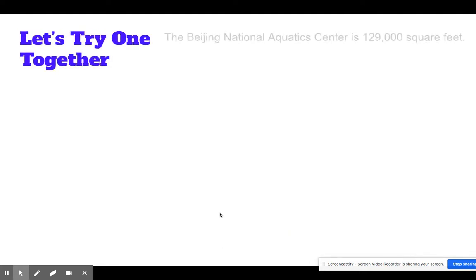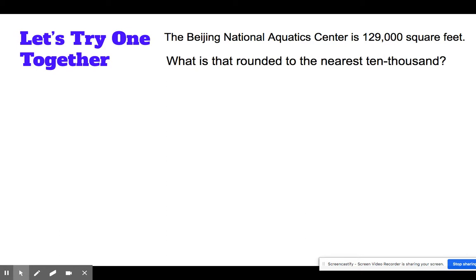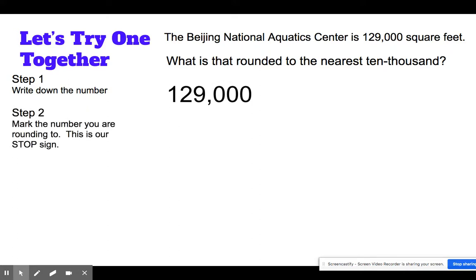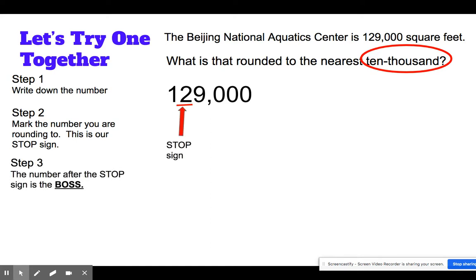Let's try another one. The Beijing National Aquatic Center is 129,000 square feet. What is that rounded to the nearest 10,000? Step 1, write the number down. There's our number, 129,000. That's what we're trying to round. Step 2, mark the number you are rounding to. This is our stop sign. Again, we're rounding to the nearest 10,000, so in this case, we're underlining or marking this 2 in the 10,000s place. That's our stop sign.